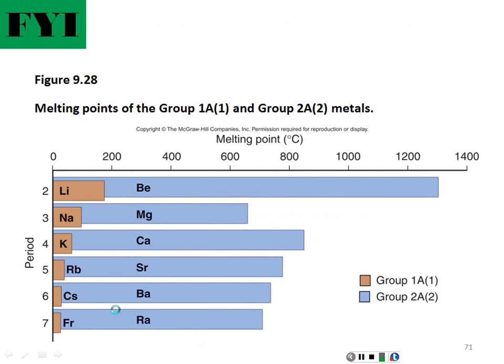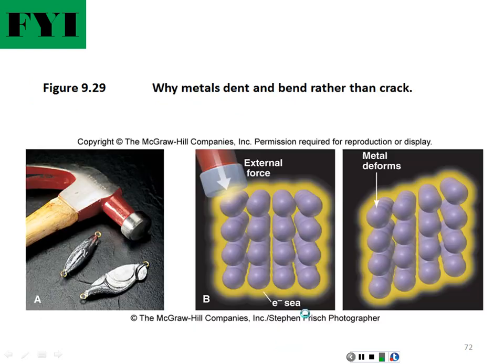Here we see melting points of group 1A and group 2A metals. You can see as you move down the group, the melting points are decreasing for the most part. You also notice that group 2A has a much higher melting point than group 1A. And why do metals bend instead of crack? Well, when you hit them with an outside force, they can deform because the lattice can move because that electron sea is mobile.